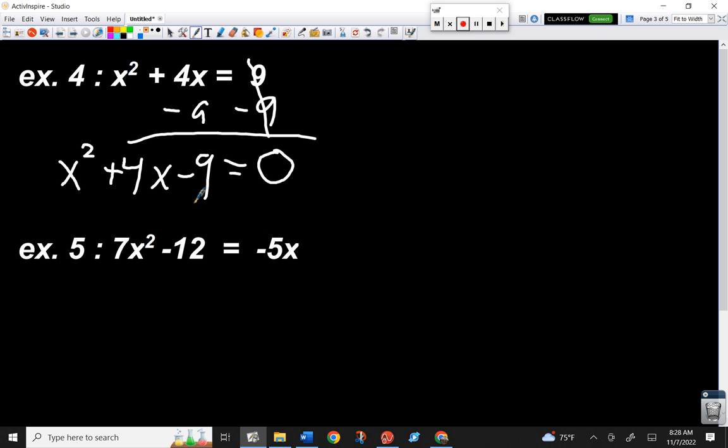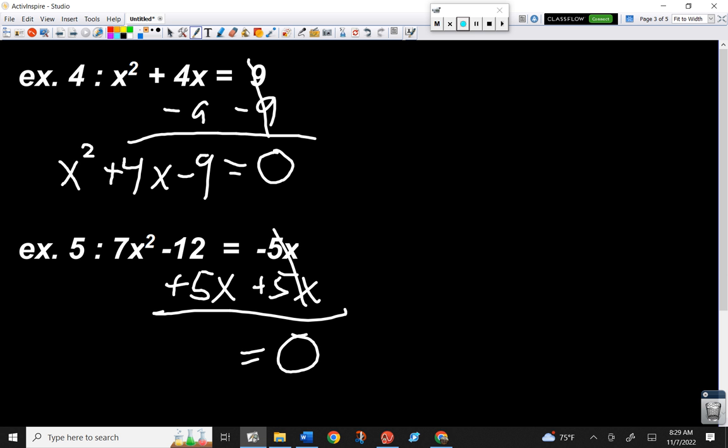Now we'll put this in the calculator. But look at example 5. Example 5 has this negative 5x over here. So we're going to put positive 5x on this side, and positive 5x on this side. These will cancel out to 0. And since there are no like terms here, we just write 7x squared plus 5x minus 12. You can put those in any order. I just like to put them x squared, then x, then the number. All right, now pause the video and go ahead and find these solutions using Desmos or the calculator.